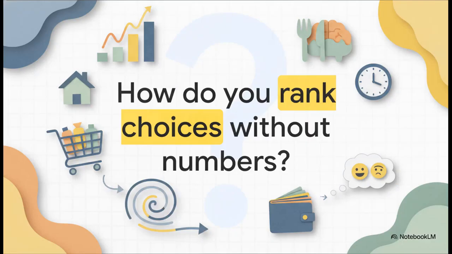Which leaves us with a totally fascinating dilemma. If you can't truly assign a hard number to your satisfaction, how do you rank your daily choices? How does your brain constantly calculate what to buy, what to eat, and where to spend your limited time without ever using a calculator? That shift from hard numbers to psychological rankings opens up a whole new world of economics. But we'll have to explore that in the future.